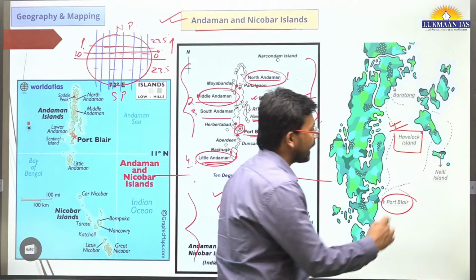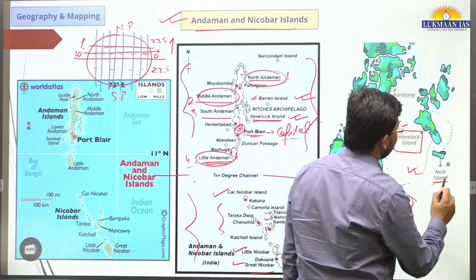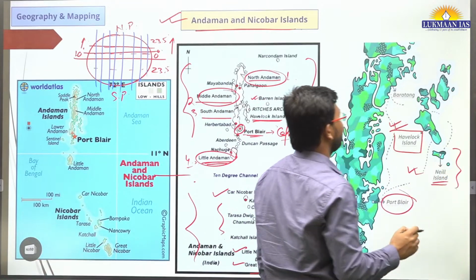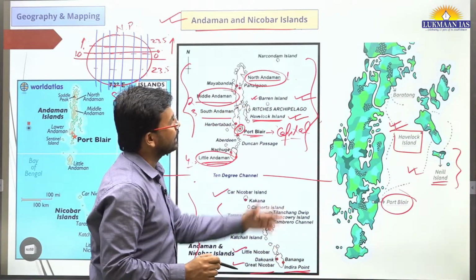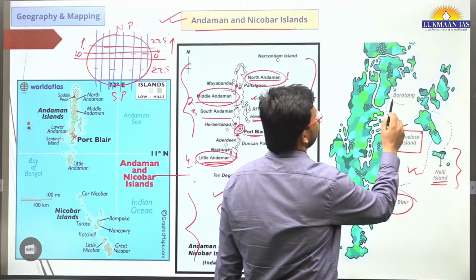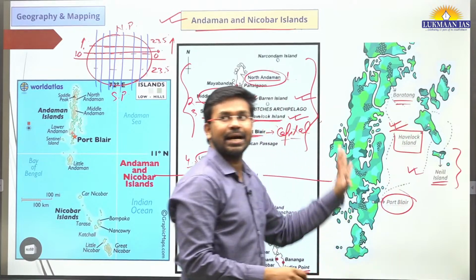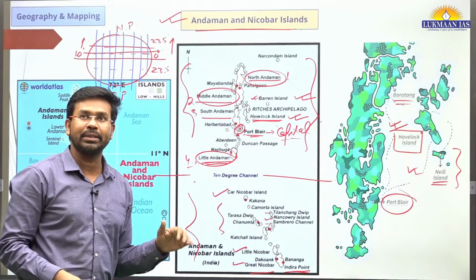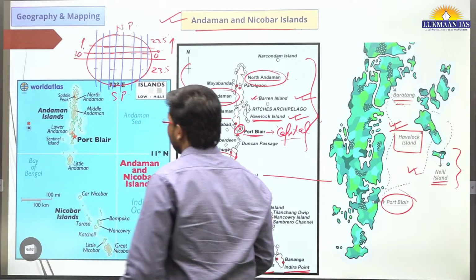Then we have another island which is known as Neil Island. Okay, it is known as Neil Island. That's the thing. And then we have Baratang. Okay, Baratang. That's the thing. So these are locations. You need to remember their location. You need to remember their name also.